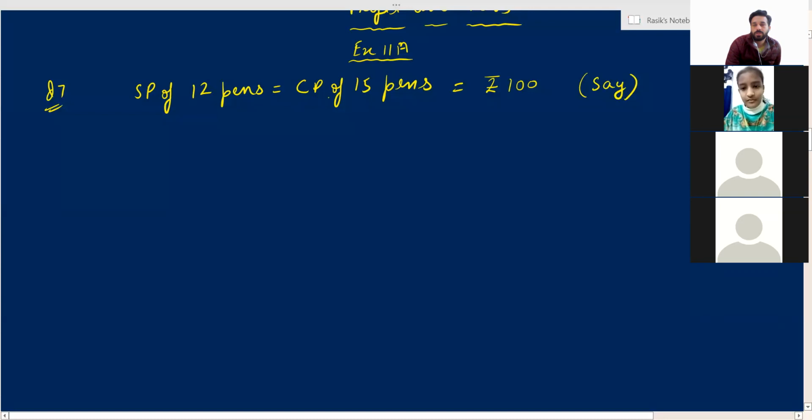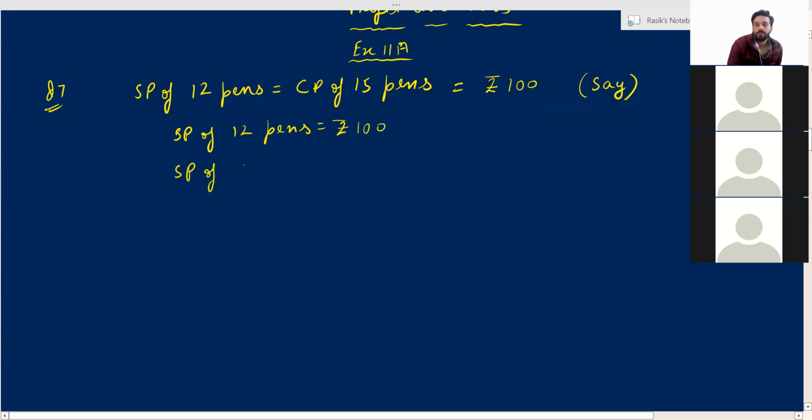So in this question, we know the CP of 15 pens is rupees 100. Now, what is the SP of 12 pens? That is also rupees 100. SP of 12 pens is rupees 100. What will be the SP of 1 pen? 100 upon 12, unitary method.